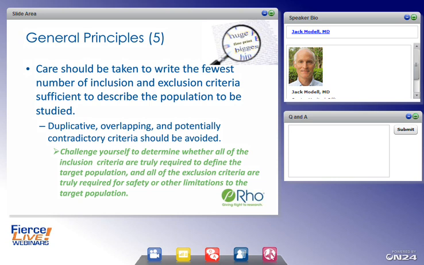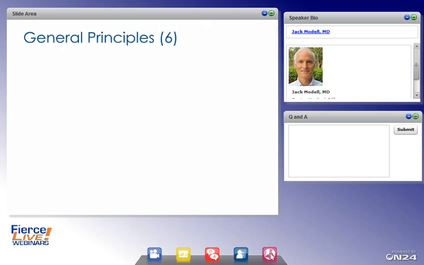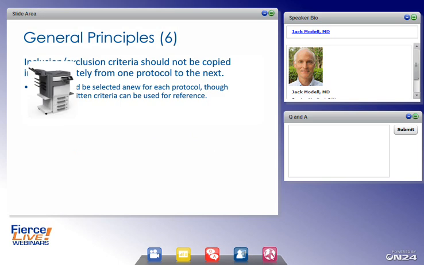What you see in green really is a summary. I'm not going to read through it, but again, look through it really carefully. Is this everything you need? And be sure that it isn't any more than you need. Now, one place where we really get into a lot of trouble, and it looks like a copier has blocked off the words on what I'm looking at, is that inclusion-exclusion criteria should not be copied indiscriminately from one protocol to the next.